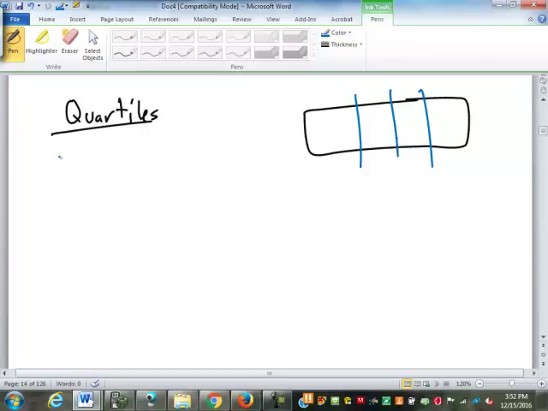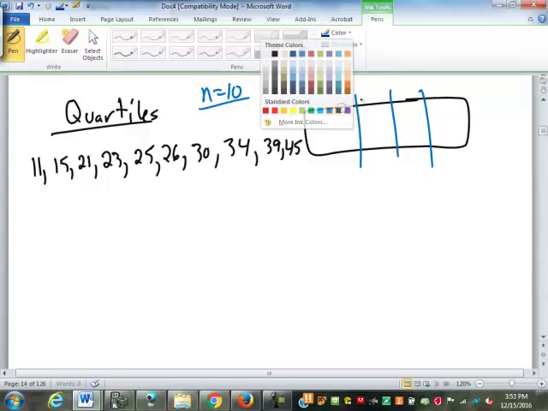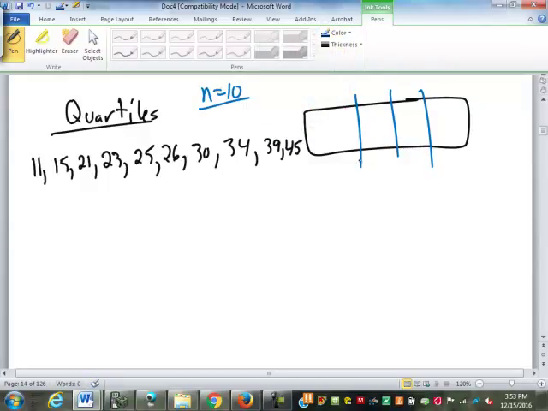So I'm going to start out with a list of numbers again. And I am going to put them in order from smallest to largest again because we would need to do that. So here I have 10 numbers, n equals 10. So this cut would be called the first quartile, or Q1 I'm going to call it.